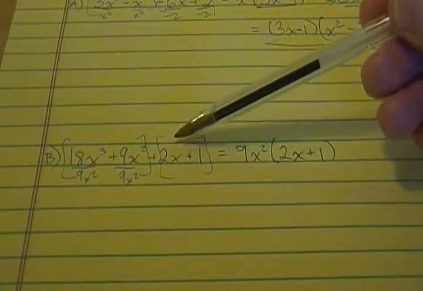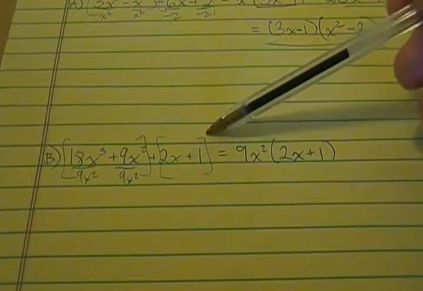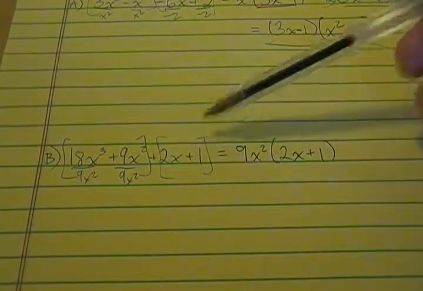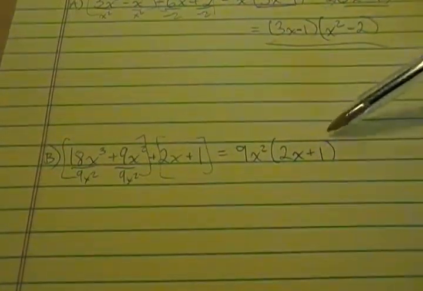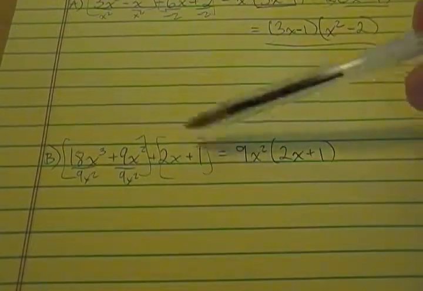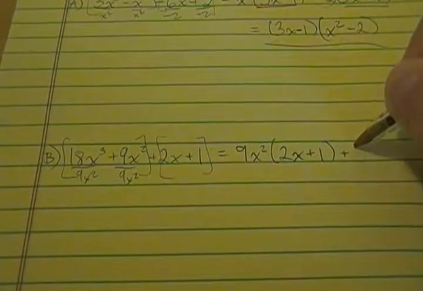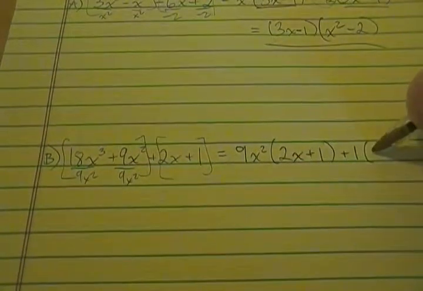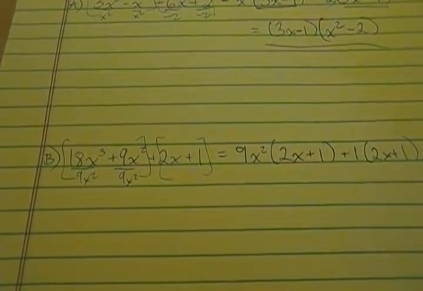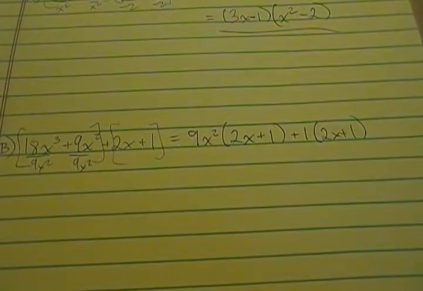And then if we look at our second group, we have 2x plus 1, and if you notice, that already matches up with what's in this parentheses. And the 2x and the plus 1, they actually don't have any common factors other than 1. So I'm going to just go ahead and put a plus 1 outside the parentheses, and then write the 2x plus 1 at the end there.